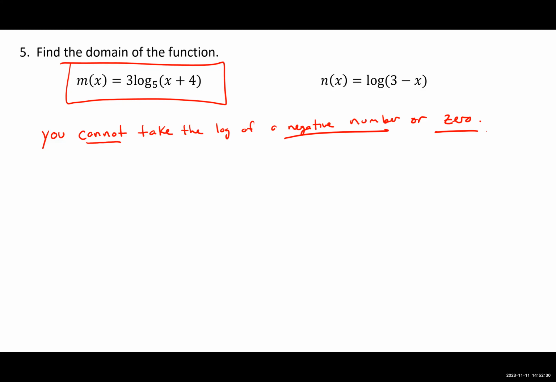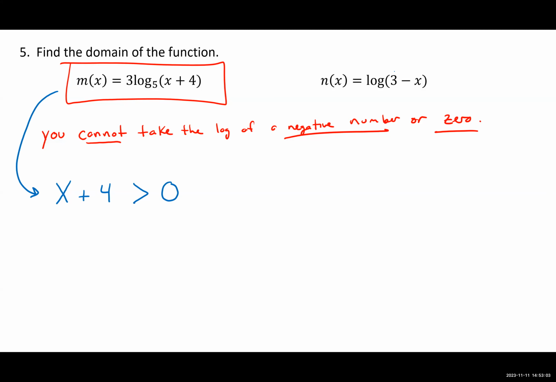So the function on the left, m of x, is 3 times the log base 5 of x plus 4. You're applying the log to the x plus 4, so you're taking the log of x plus 4. If you're taking the log of something, that something has to be positive. So x plus 4 has to be positive. It doesn't matter that it's base 5. It could be base 7, base 2, base 1.8. Any base, natural log, common log. Any log of x plus 4 means x plus 4 has to be positive.